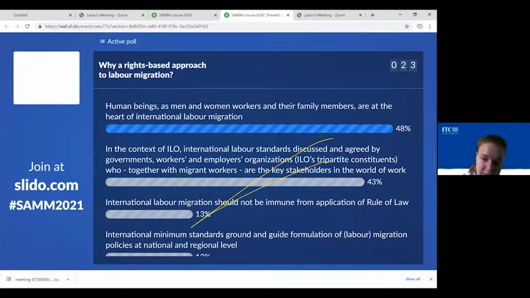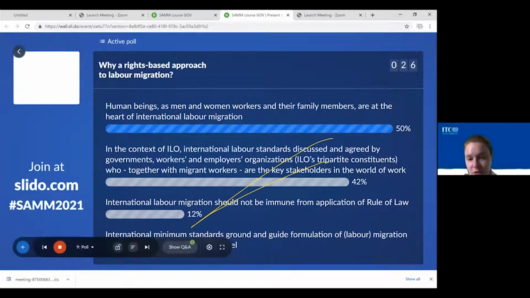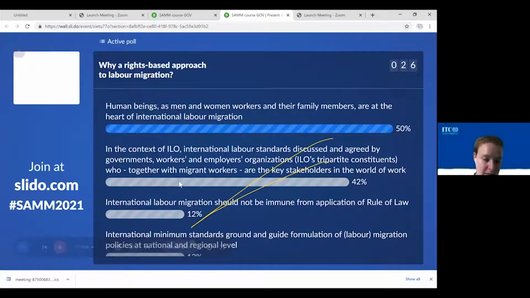And indeed, you see the second answer, which has been provided more, is because labor migration is a labor issue, if I might put it that way, or a labor concern. In that specific context, we should also have international labor standards, and these international labor standards need to be discussed and agreed among the ILO tripartite constituents, meaning governments, workers, and employers organizations. So that, I would say, are the two main answers provided by you.